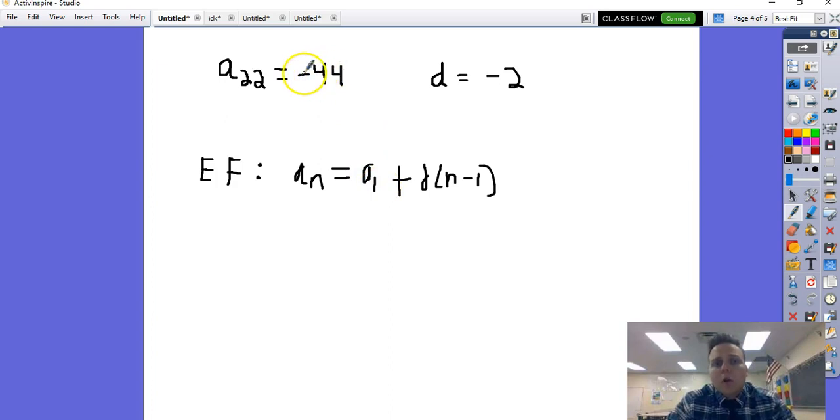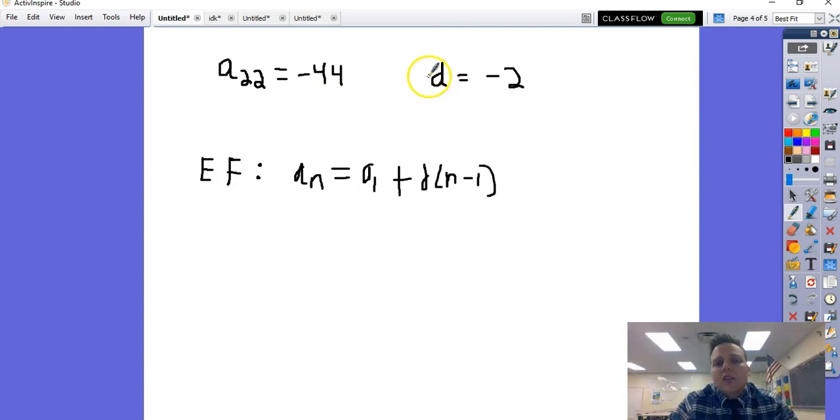You could also just go backwards 21 times. That's how I'm going to do it. But rather than just doing negative 44 plus 2, negative 42 plus 2, and keep going on forever, I'm just going to think about it: I want to go from the 22nd term back to the first term. How many terms does it take to go from 22 to 1? Well, it takes 21 terms, right? It would take 21 terms.